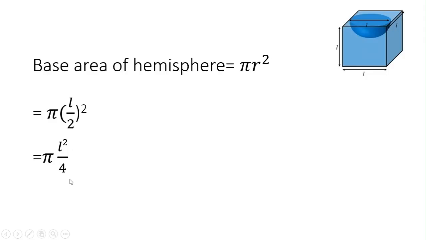Now, the base area of the hemisphere is pi r square. That we know. So again we are substituting the r value as L by 2. So pi into L by 2 whole square, that means pi into L square by 4. This is the base area of the hemisphere.